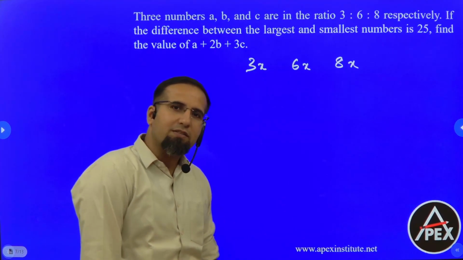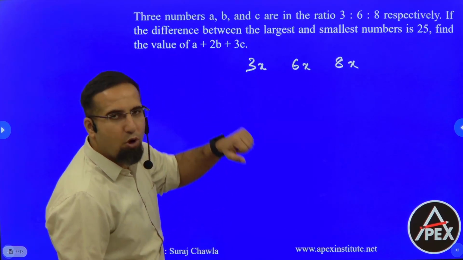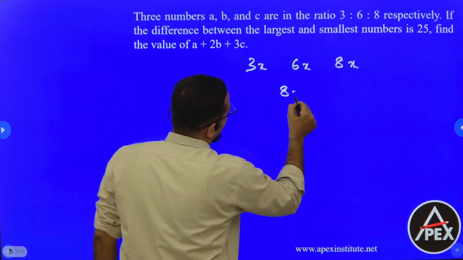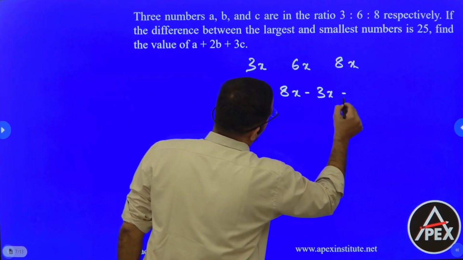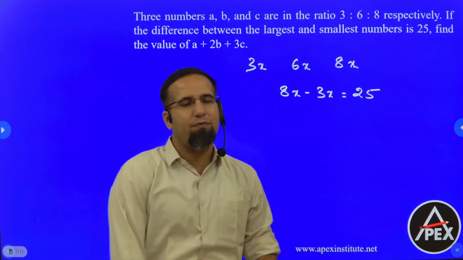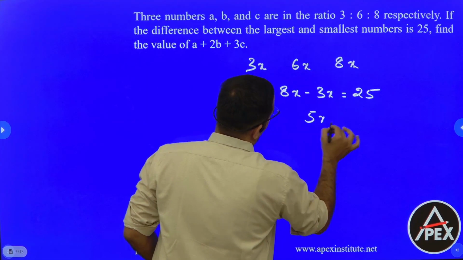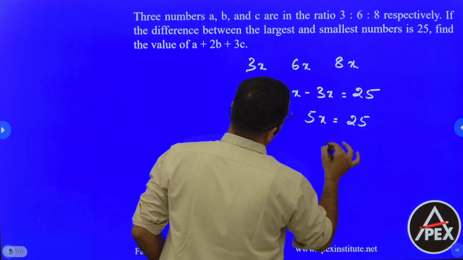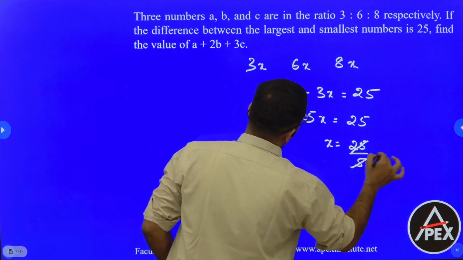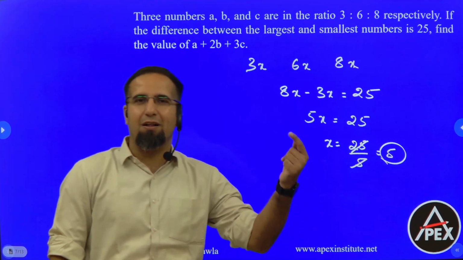Now what is the question asking? The question says difference between largest and smallest is 25. अब difference between largest and smallest मतलब 8x minus 3x जो कि हमको दिया हुआ है वो है 25. Difference is always subtraction of larger minus smaller. ठीक है? तो अब हमारे पास क्या है? हमारे पास 5x is equal to 25 है और x का वैल्यू हो गया 25/5 which is equal to 5. अब जब हमारे पास x का वैल्यू मिल गया तो हम कुछ भी निकाल सकते हैं यहां से.